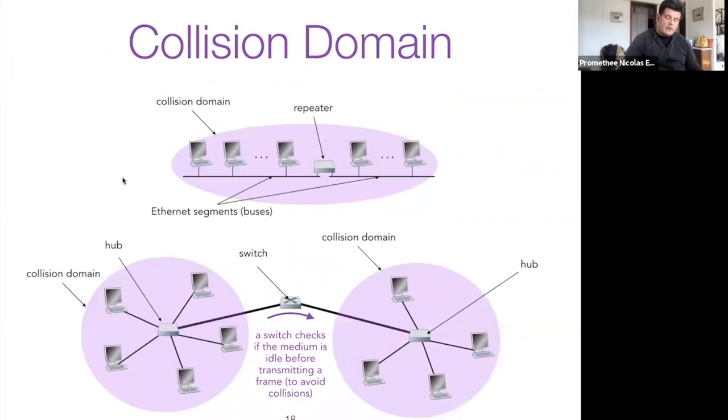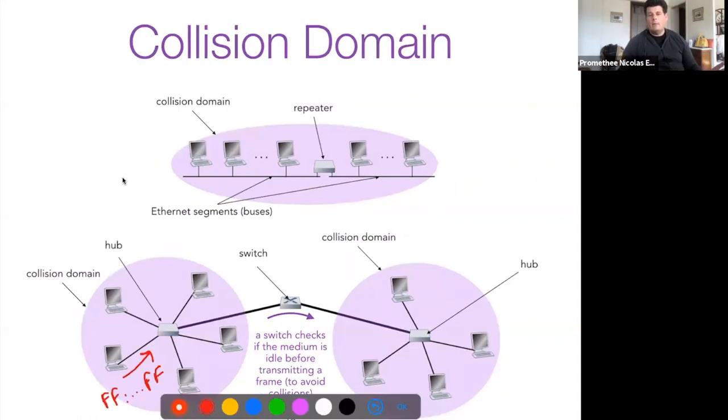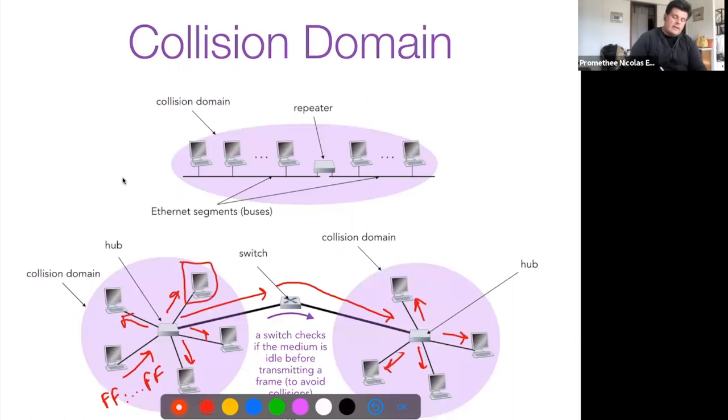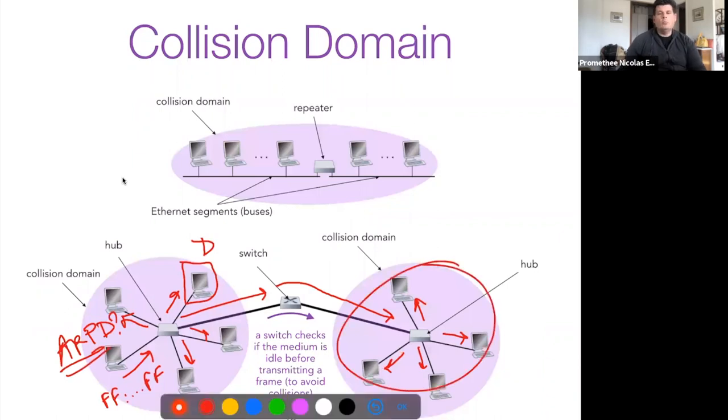Why? Because if I send a frame here with FFF everywhere, because this is the broadcast address, it means that it will go everywhere here. Before I send it to the next network, I try to avoid the collisions, but still I can reach everybody else. Is this acceptable? Let's say this is the destination and you have an ARP request for D. You want to know the MAC address of D. Will this request go inside here? Yes or no? I cannot avoid it, right? Should I? Probably I should, but I cannot. So you have to be careful.